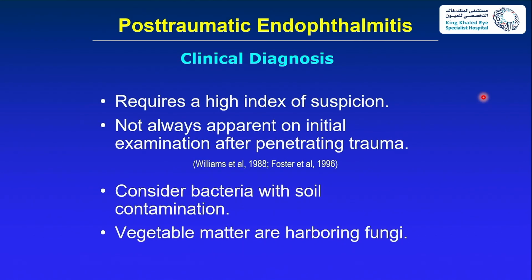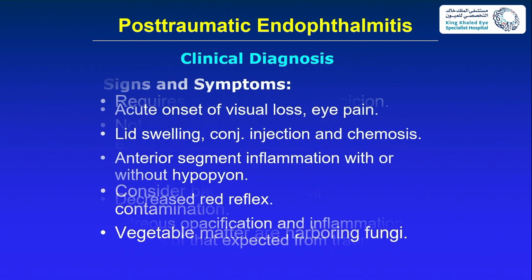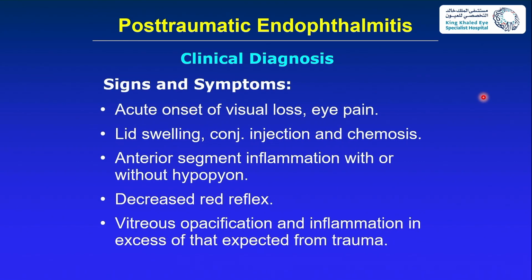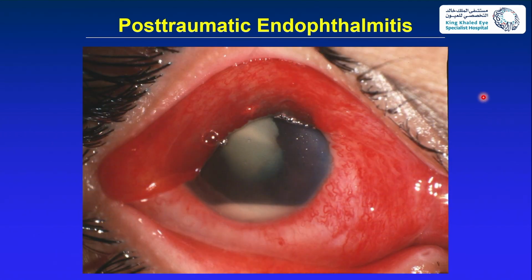So clinical diagnosis, again, requires a high index of suspicion. You admitted the patient, you repaired the globe, and the next day you notice that the patient has more inflammation than expected. You have to treat this patient as a case of endophthalmitis. The signs and symptoms are the same as endophthalmitis. This is an example of a patient who had hypopyon, severe vitritis, and pseudocyanea.